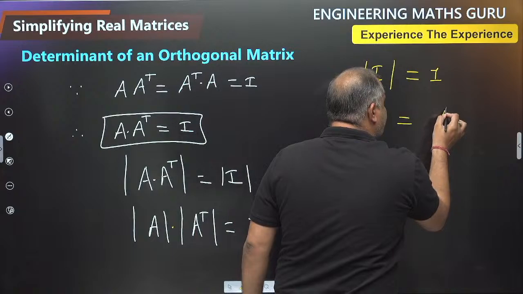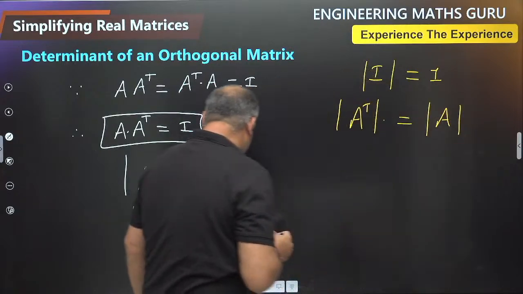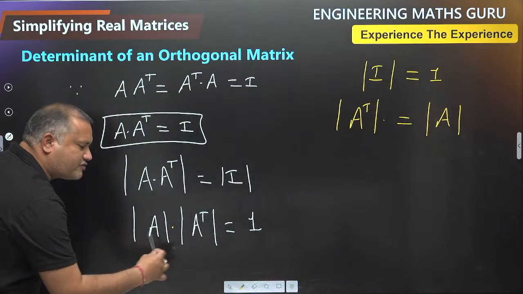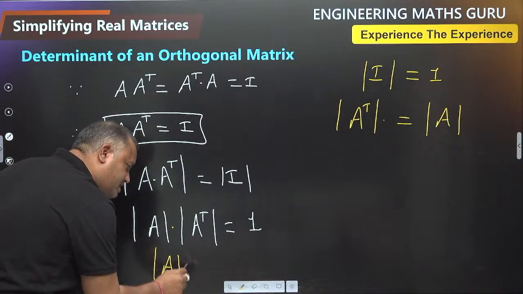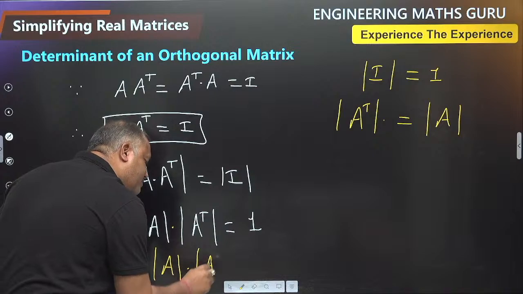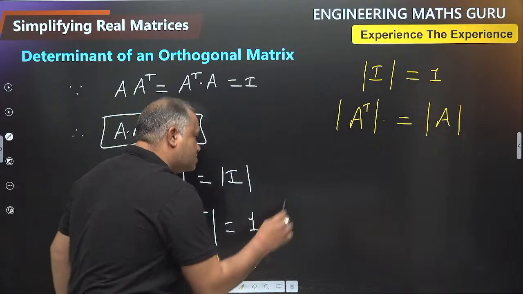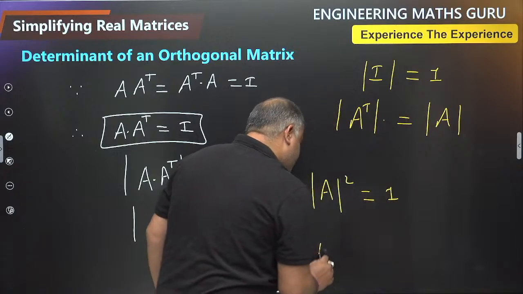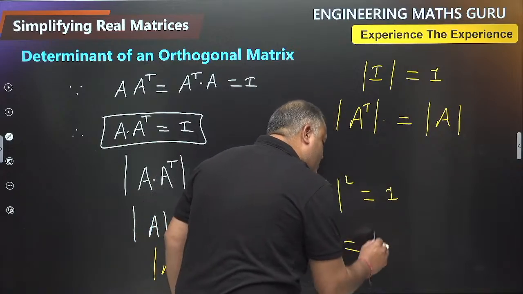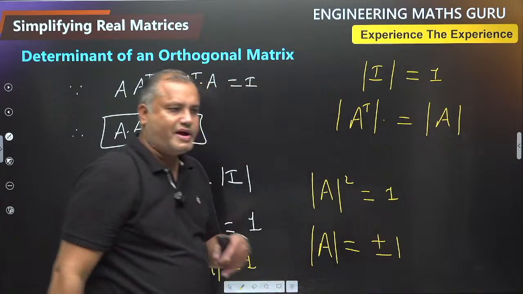So determinant of A transpose is equal to determinant of A. So all my dear students, both of them are the same, so I just write determinant A as it is, determinant A transpose is again determinant A, and this is equal to 1. So we are getting determinant A square equal to 1, and determinant of A will be square root of 1, that will be either plus 1 or minus 1.